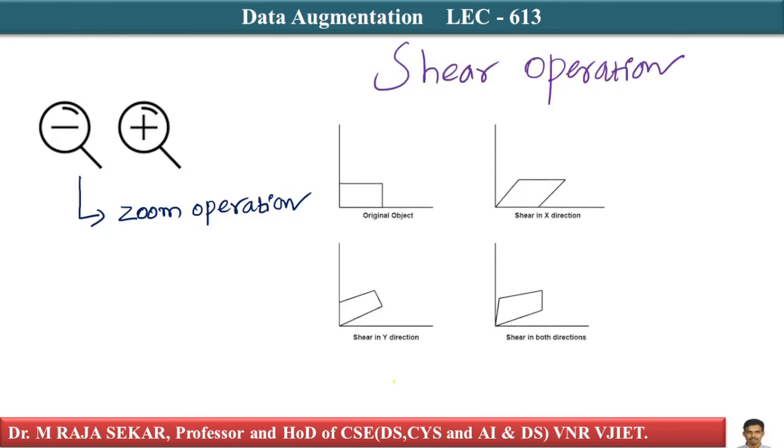There is also something called the shear operation. This is the original image, this is shear in the x-axis, and this is shear in the y direction. Shear is something like stretching one axis while keeping the other axis the same. Shear is nothing but stretching one axis by keeping the other axis same.